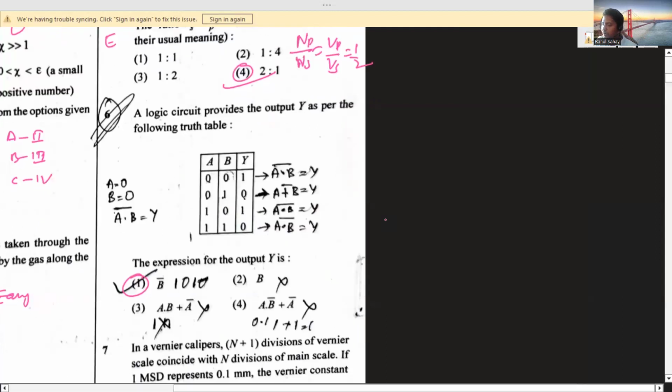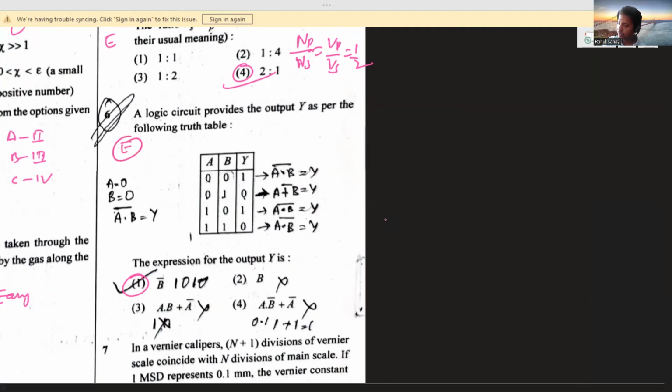A logic circuit provides output Y as per the following truth table. This is also easy. Directly you can see, no need to check other options. A 0 1 1 0, 0 1 1 0. One option will remain. You can check the options, but here we are getting 3 bar. This is also easy.